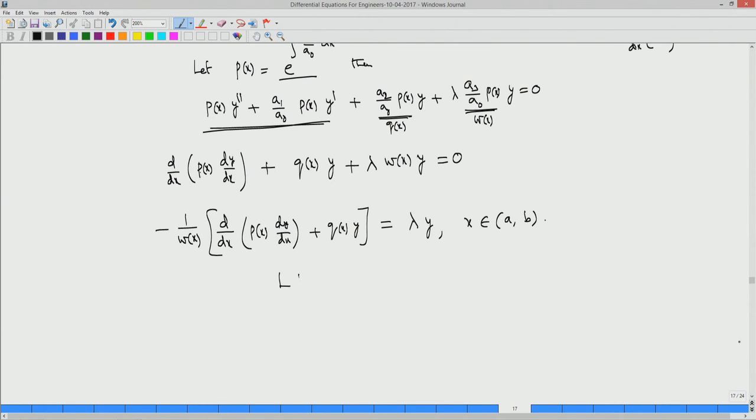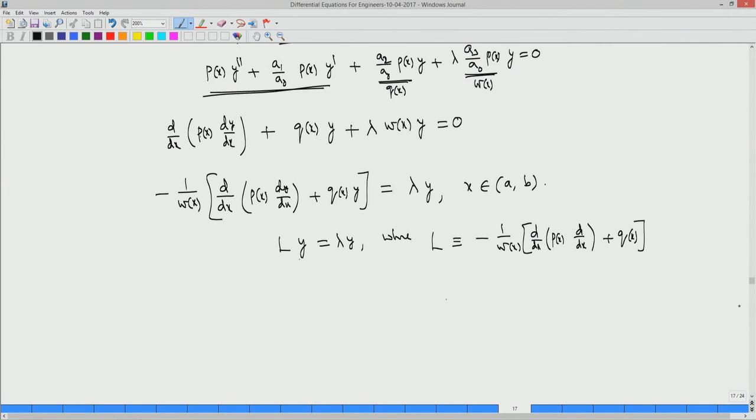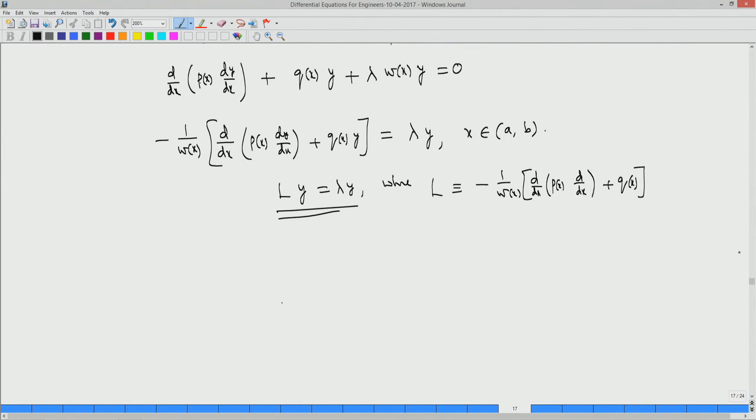So, this is your Ly equal to lambda y, where L is minus 1 by w(x) times this operator, which is like a matrix. You have d/dx of p(x) d/dx plus q(x). This is just an operator, you can act on any function y. So this is like your matrix in this form. I want to see when L is Hermitian. The question is when L is Hermitian.